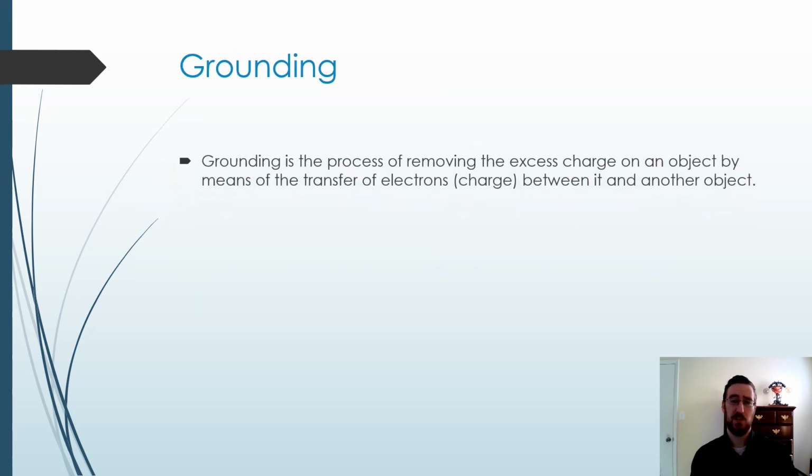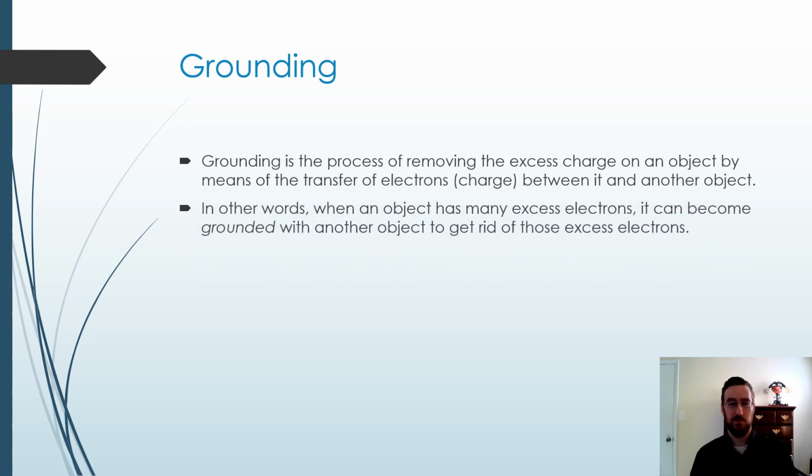Grounding is the process of removing excess charge of an object, usually by transferring the electrons into the ground, into the earth. The earth acts as a large reservoir of charge, and connecting to it lets the excess charge built up in an object be moved into the earth. Hence the term grounding. In other words, an object getting grounded gets rid of its excess electrons or charge. So if it has an excess positive charge or a lack of electrons, it gains electrons in the process.